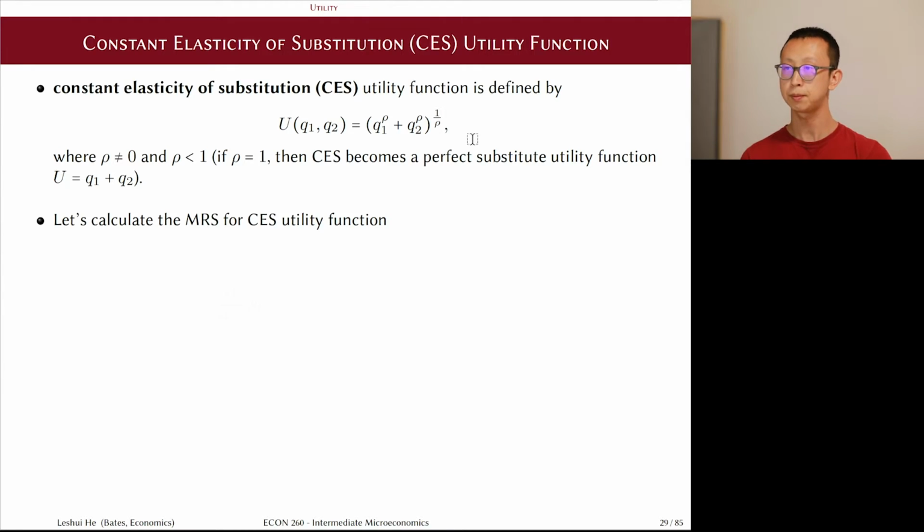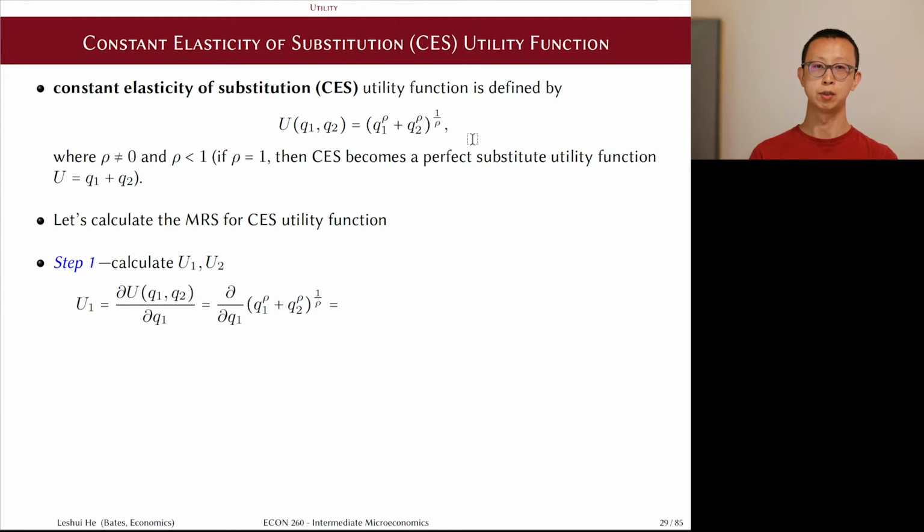Let's do this. If we calculate the marginal utility of good 1, we're going to take the derivative of this utility function with respect to Q1, again treating Q2 as constant. Now, this involves the use of the chain rule, because you can see the inside sum as a function of Q1 and Q2, and then the inside function, which is the sum, is raised to a power, which is the outer layer of the function.